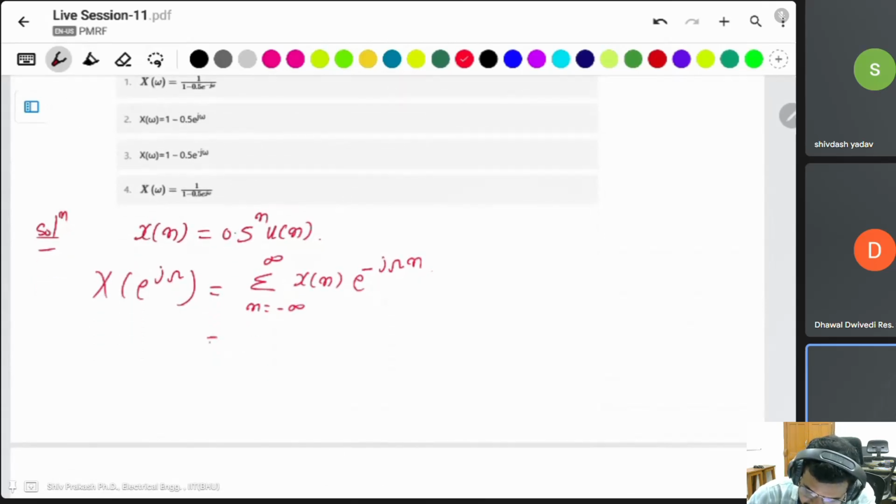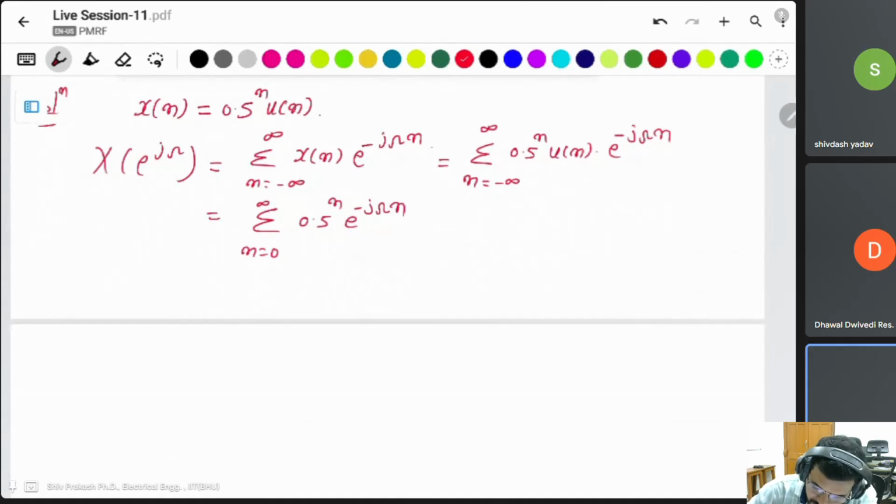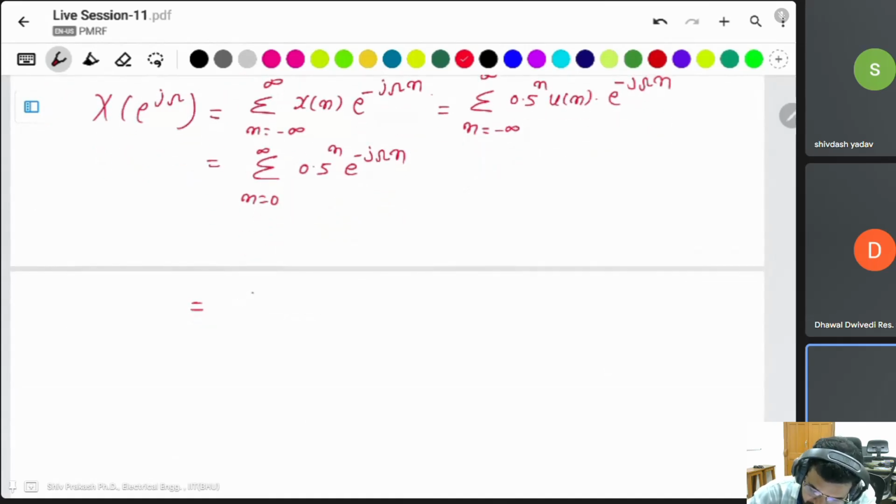x[n] is given as 0.5^n u[n], so we have 0.5^n u[n] into e^(-jωn). The u[n] function is available from 0 to infinity, so the summation changes to n equals 0 to infinity of 0.5^n e^(-jωn). For this, summation n equals 0 to infinity, take a common power of n: (0.5 e^(-jω))^n.